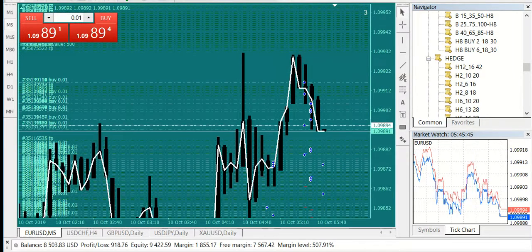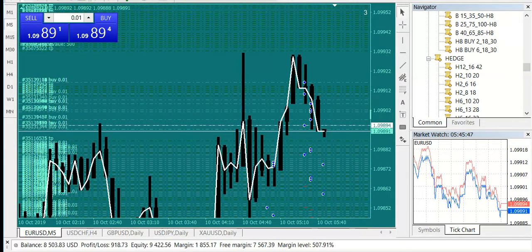Anyways, we'll have to pick this up later. I'm going to fall asleep. That's about right where I want to be. $9,400, $1,850 margin, up $900.